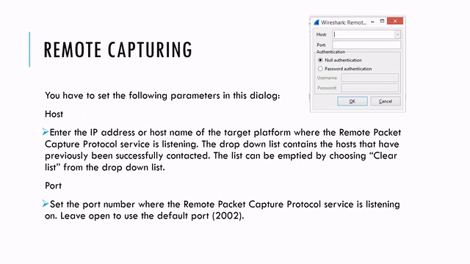First is host. Just enter the IP address or host name of the target platform where the Remote Packet Capture Protocol service is listening. The drop-down list contains the hosts that have previously been successfully contacted. You can also select Clear List from the drop-down to be emptied. So basically just enter the IP address for the target platform here.